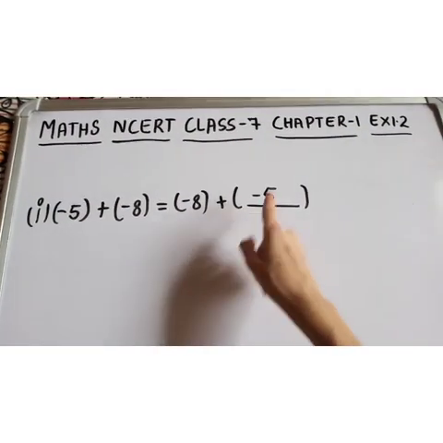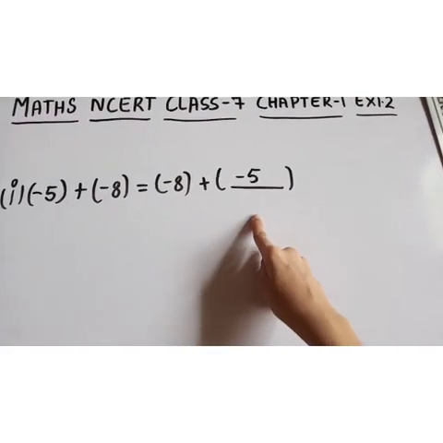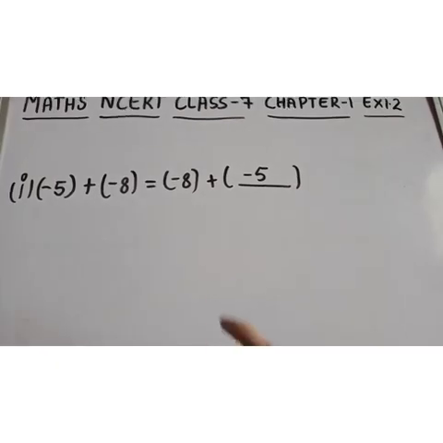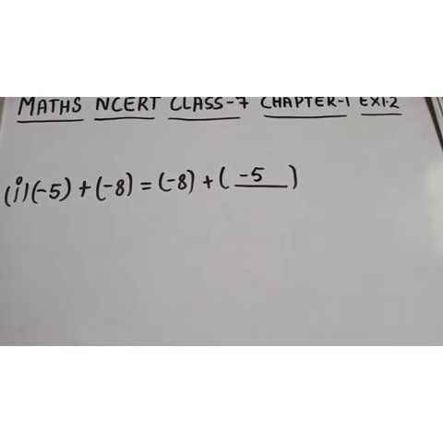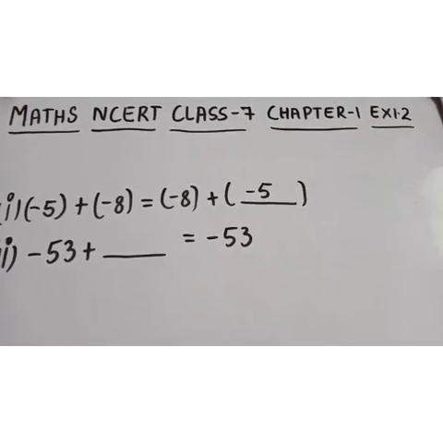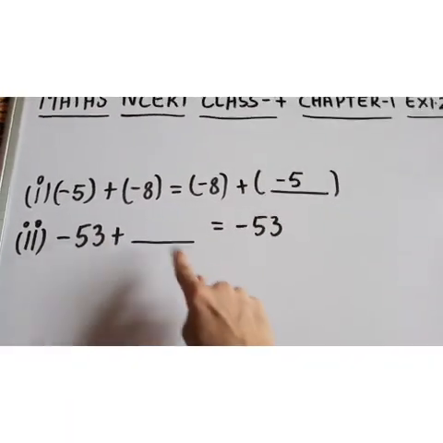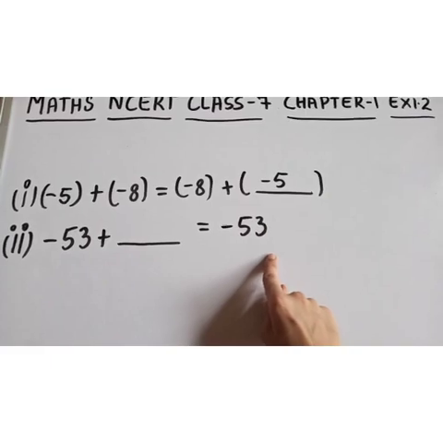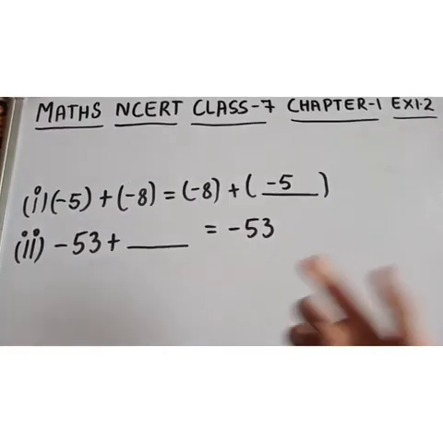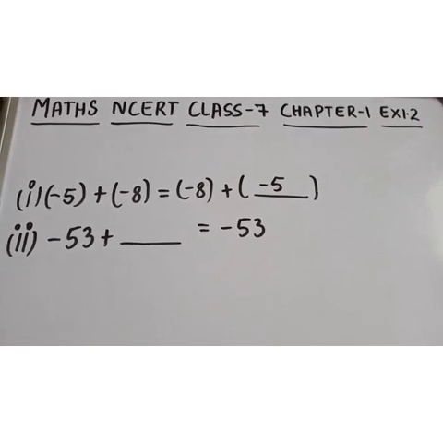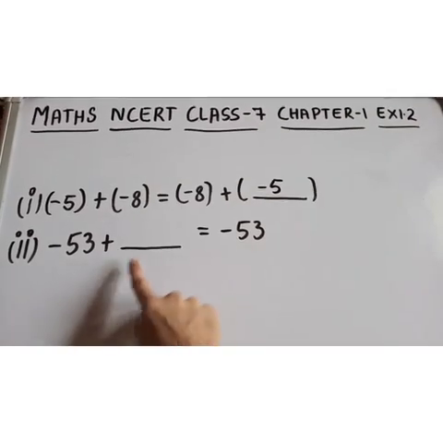So its answer is minus 5, because minus 5 was missing. Now let's come on to the second part. The second part is minus 53 plus dash equals to minus 53. Now, let's understand this part. They have given minus 53 and they have told what to add.